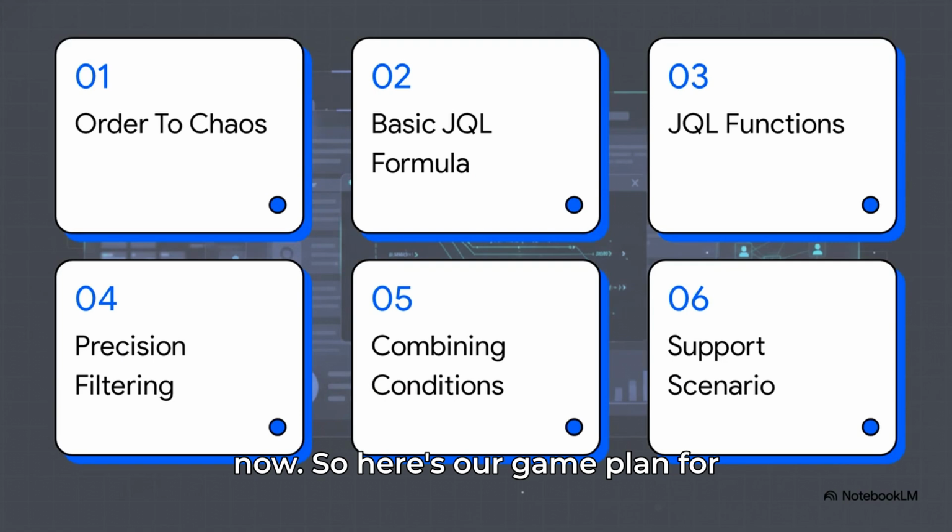So here is our game plan for today. First, bringing order to chaos. Second, the basic JQL formula. Third, supercharging with JQL functions. Fourth, precision filtering by attributes. Fifth, combining your search conditions. And finally, number 6, the ultimate support scenario.